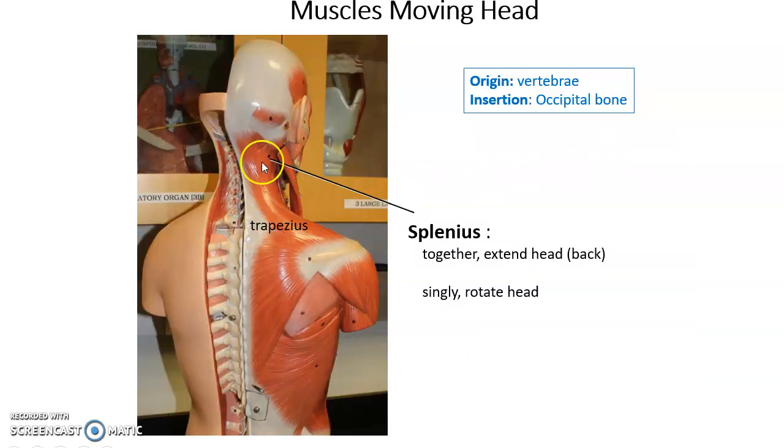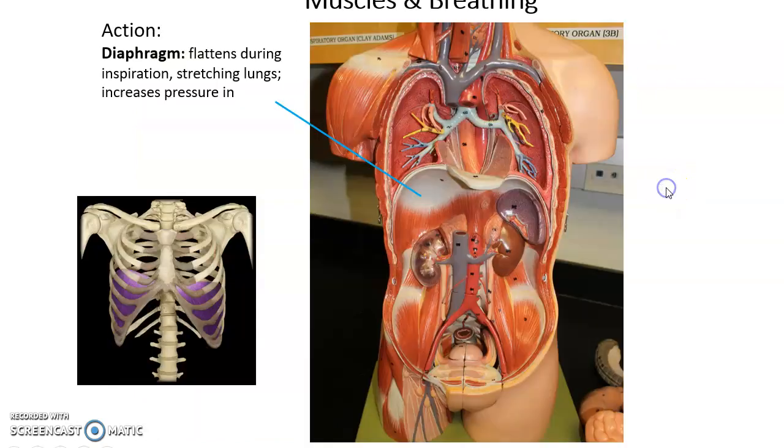We have splenius. Splenius muscle is toward the back. Its origin is on the vertebra, inserts into the occipital bone. When you contract splenius muscles together, you extend the head, so you contract the back muscle so your head is now looking up. And if you just contract one of them on one side, it'll help to rotate the head.